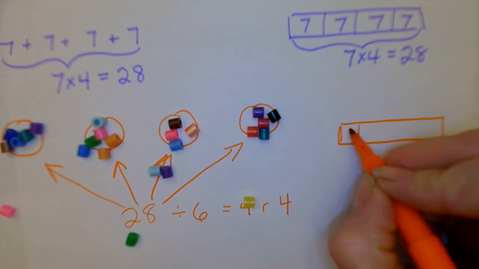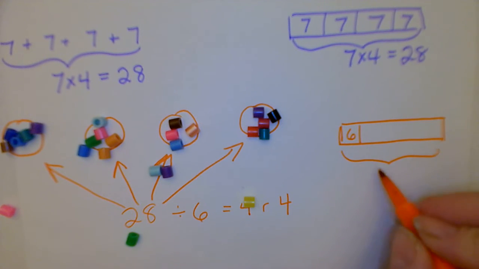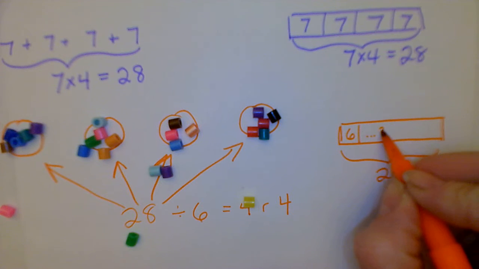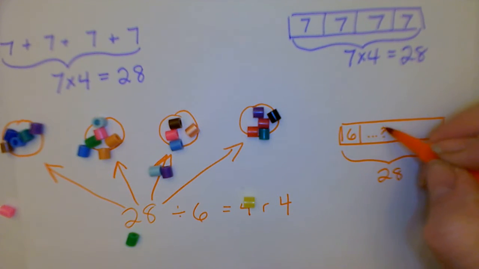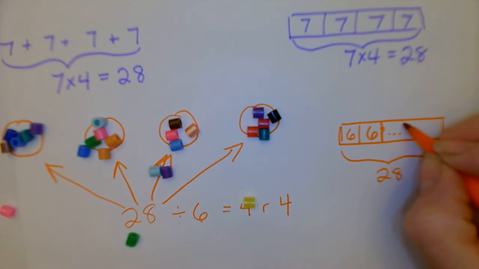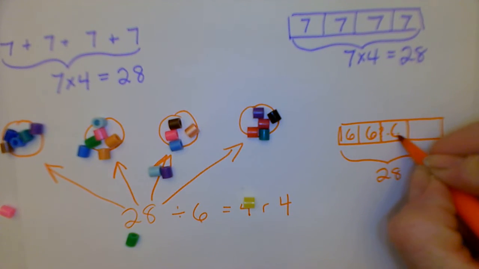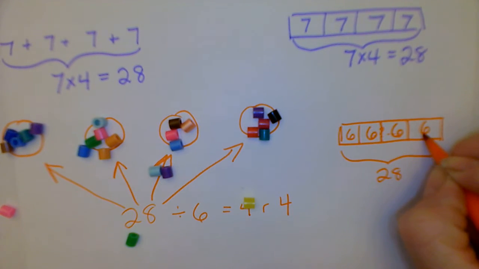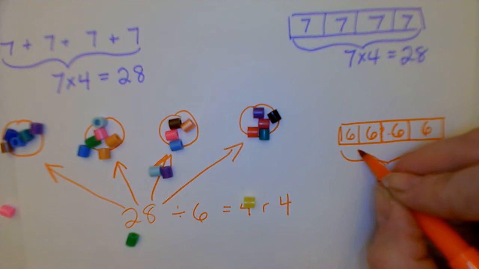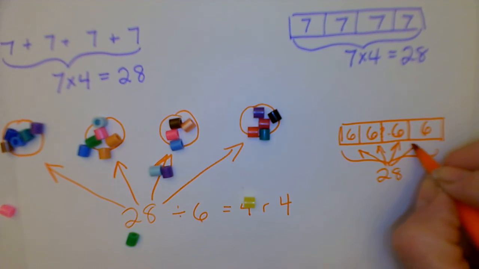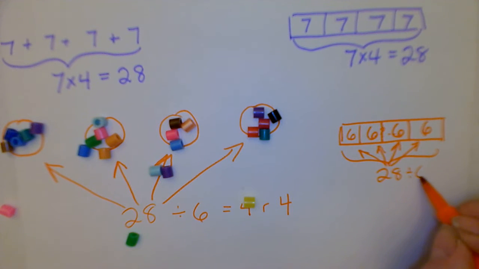So what we know is that we are making groups of 6, and we know that we started out with 28, but we don't know how many groups we can make. But we can start skip counting by 6s to figure it out. We can say, well, that's 6, that's 12, that's 18, that's 24. I don't have enough to make another 6, so I'm just going to have 4 more beads left over. So what we did was we took that 28, we divided it into groups of 6, and when we did that, we ended up with 4, and then we had 4 remaining.